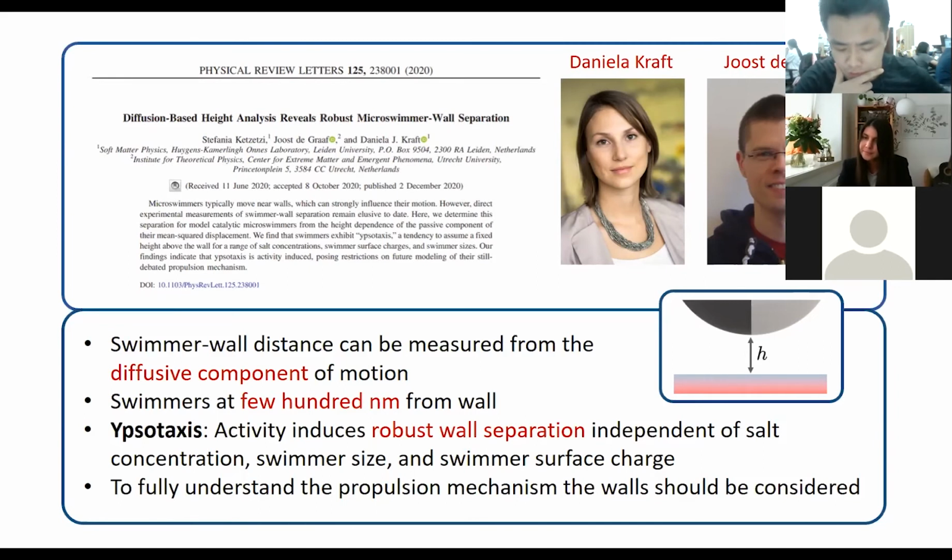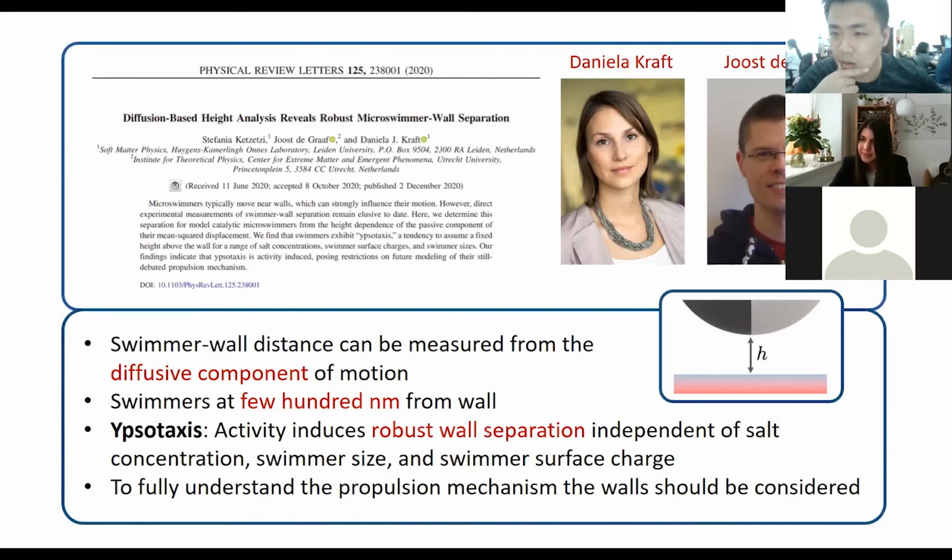Stefania, I have a question. What do you think if the microswimmers are another type of microswimmer, like the bimetallic rods? Did you perform experiments with this type of microswimmer? Does that fit your theory too?